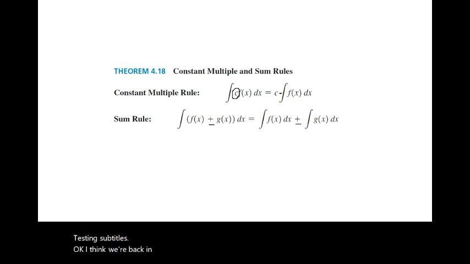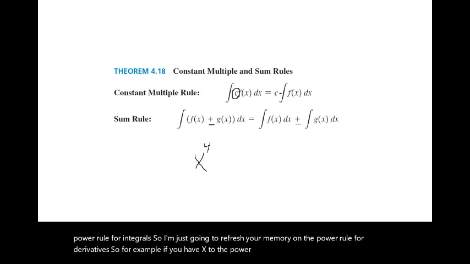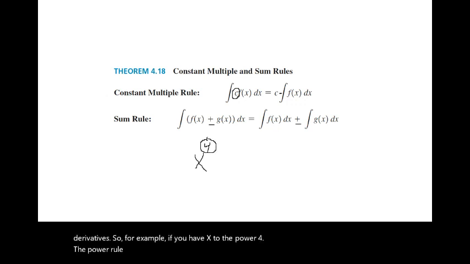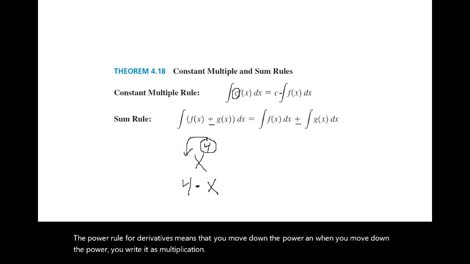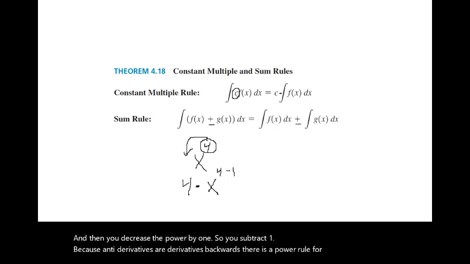So just like there is a power rule for derivatives, there is also a power rule for integrals. So I'm just going to refresh your memory on the power rule for derivatives. For example, if you have x to the power 4, the power rule for derivatives means that you move down the power, and when you move down the power, you write it as multiplication, and then you decrease the power by 1, so you subtract 1. Because antiderivatives are derivatives backwards, there is a power rule for integrals, and it is the exact opposite.